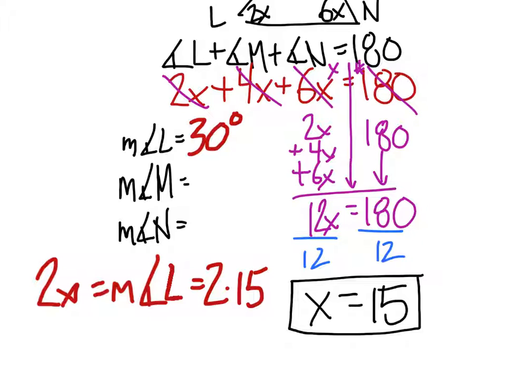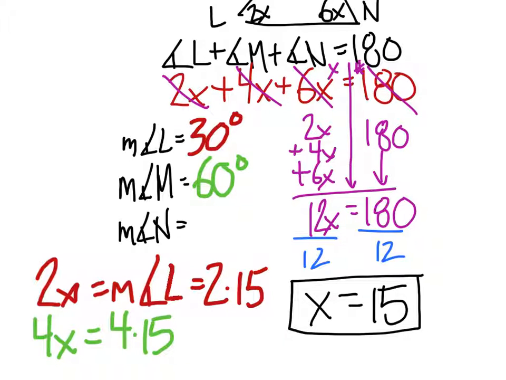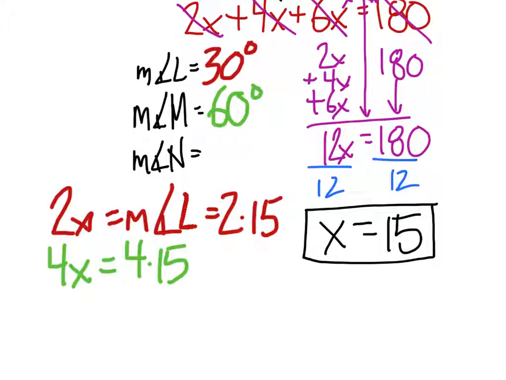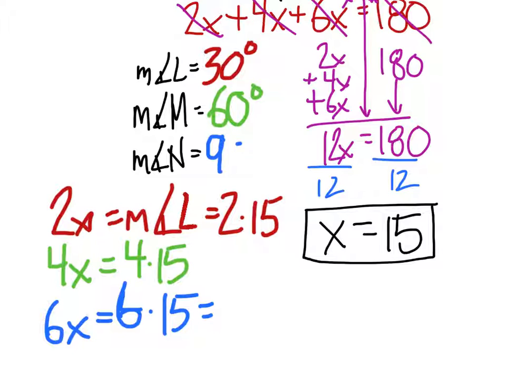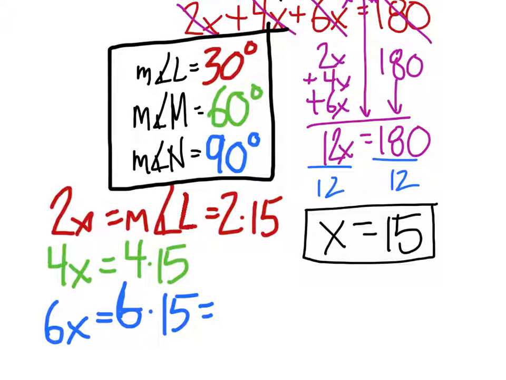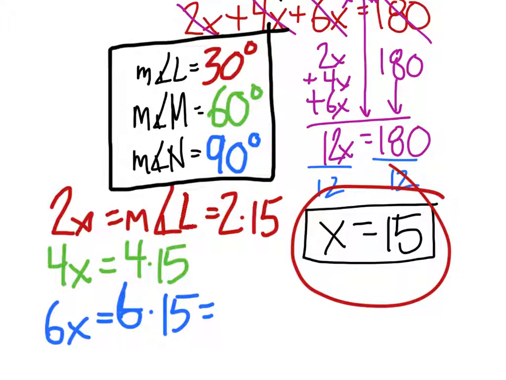All right, and angle M is 4x. So 4 times 15 would give us 60 degrees. And finally, angle N will be 6x. So 6 times 15, which will be 90 degrees. All right. And that's our answer right there. All three of those angles. So you can see in these types, we do need to solve for x first. And that will allow us to use the ratio that it gave us at the beginning of the question to solve for angles L, M, and N, which we have found here.